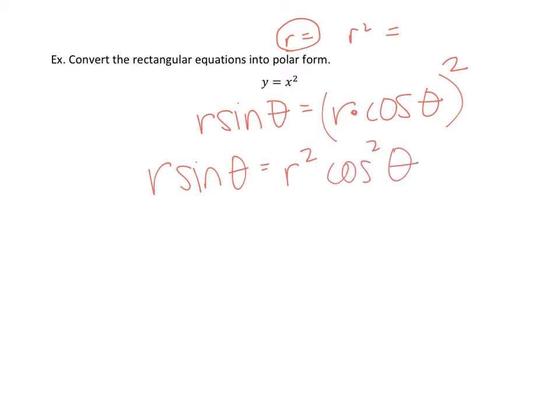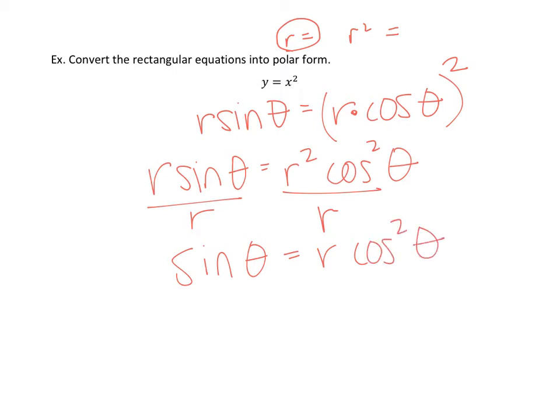Okay, I'm trying to get r. I've got r's on both sides, so I'm going to divide both sides by r. I can eliminate one of them. Now I have sine theta equals r cosine squared theta. Getting r by itself, I've got to divide by cosine squared. So r is going to equal sine theta over cosine squared theta.